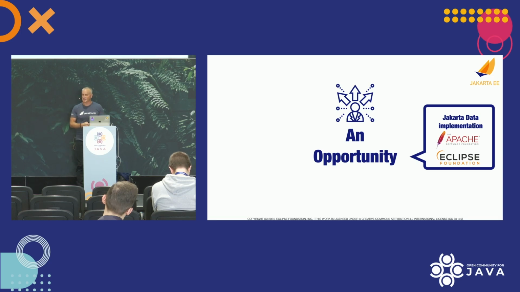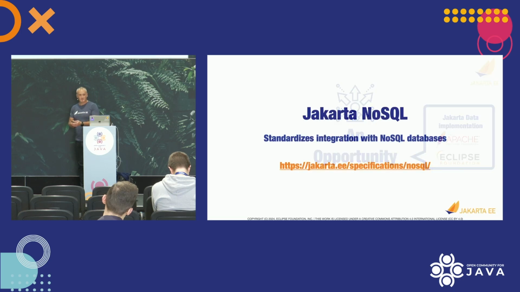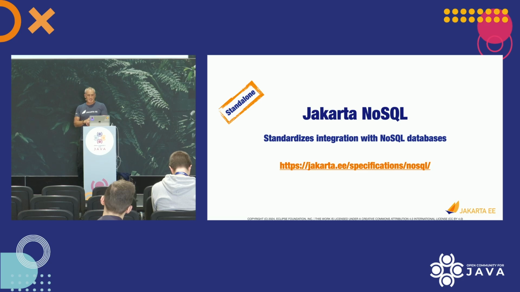You could contribute to, for example, the Eclipse Links project, or a standalone Jakarta NoSQL, which standardizes integration with NoSQL databases. And an interesting fact there: this is a standalone specification, it's not part of 11, it may be a part of 12, we'll see. What's interesting is that the implementation of Jakarta NoSQL, which is called Eclipse JNoSQL, just to make it a little bit less confusing, implements Jakarta NoSQL and Jakarta Data. So you can use Jakarta Data with other things than the regular persistence.